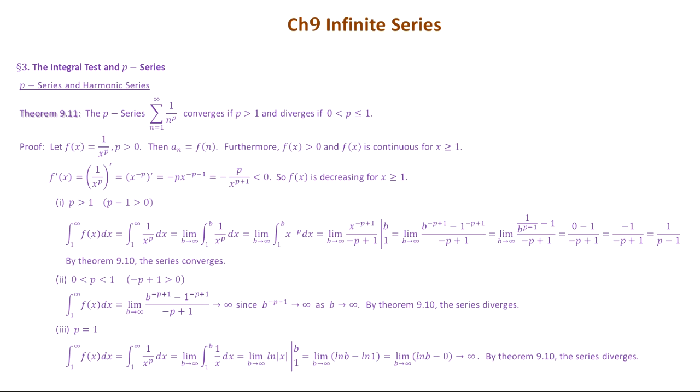So then you can combine case 2 and 3 to say when p is greater than 0 and less than or equal to 1, the p series diverges. All right? So keep in mind, the p series converges if p is greater than 1.